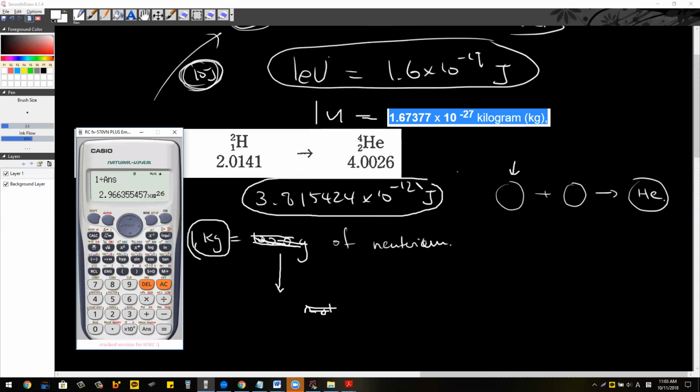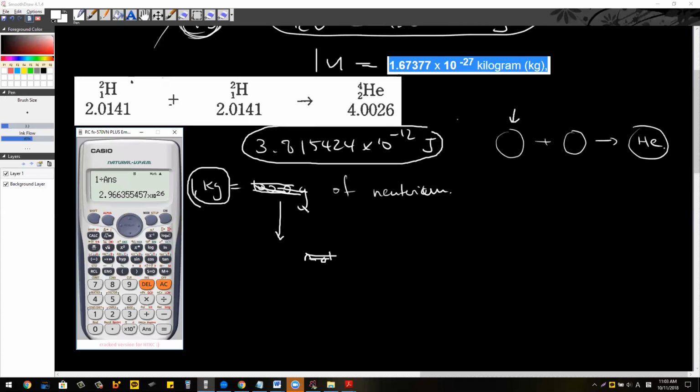So this is the energy that comes out from each reaction. And now we have 1 kilogram of deuterium. So we converted 2.0141 U into kilogram by multiplying this one by this one, and that's the mass of each deuterium. And we divide 1 kilogram by the mass of each deuterium to figure out how many deuteriums there are.